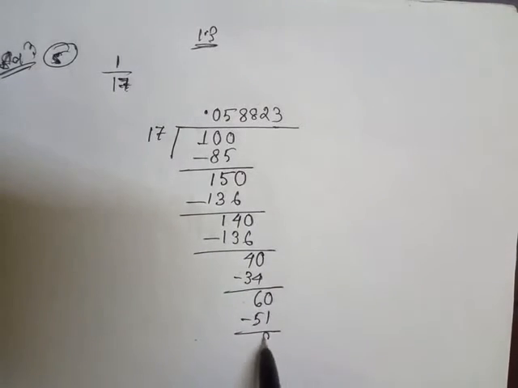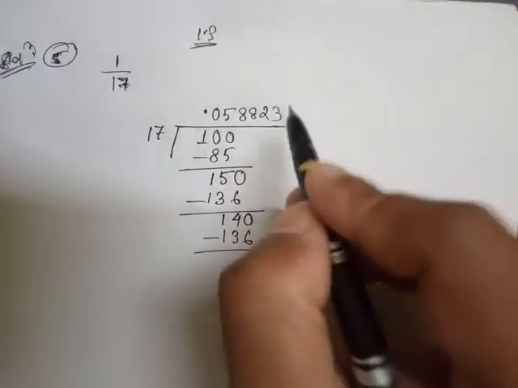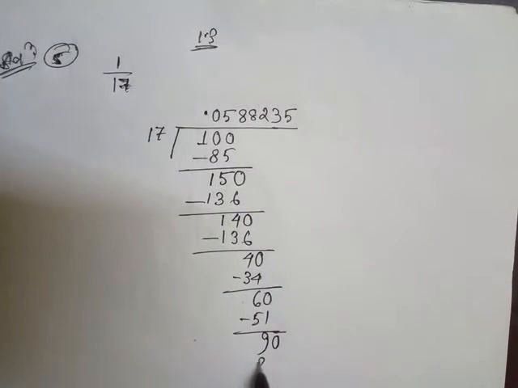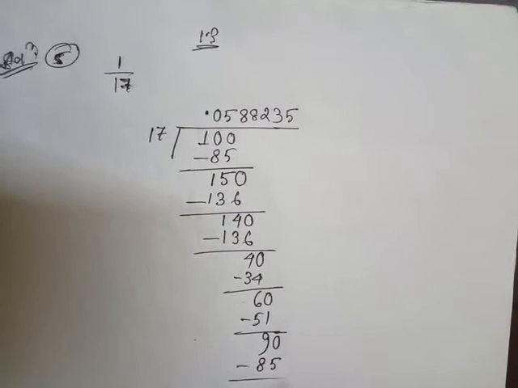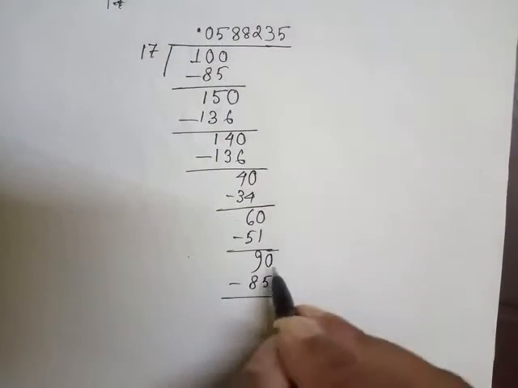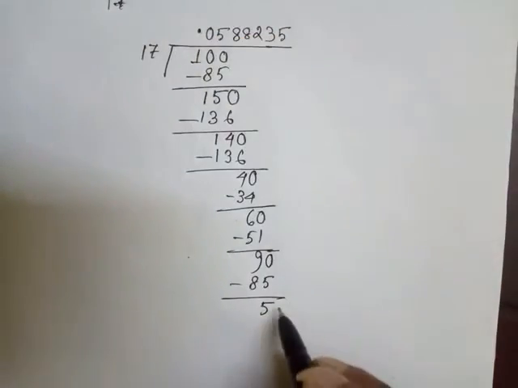51, then here is 9. If it is 9, then decimal point 0 again. Now 17 5 is 85. 17 5 is 85 here. Then look here, after that 75 is 85, then here is 5 only. If it is 5, then decimal point 0 again.